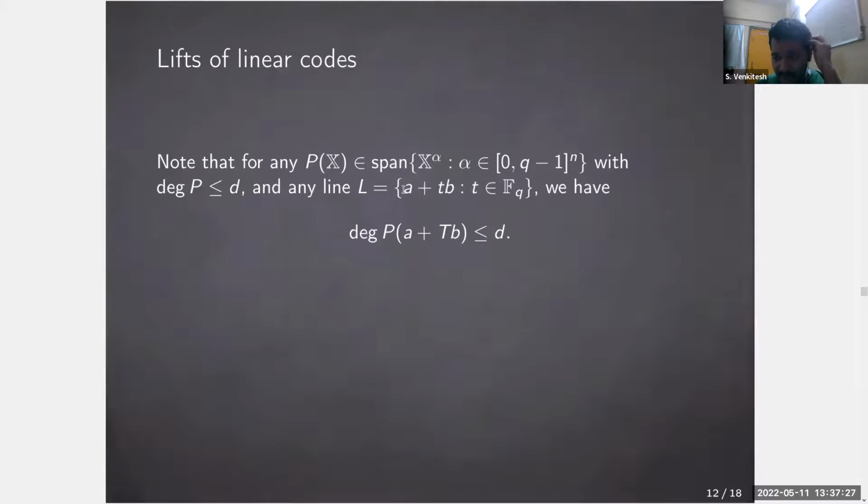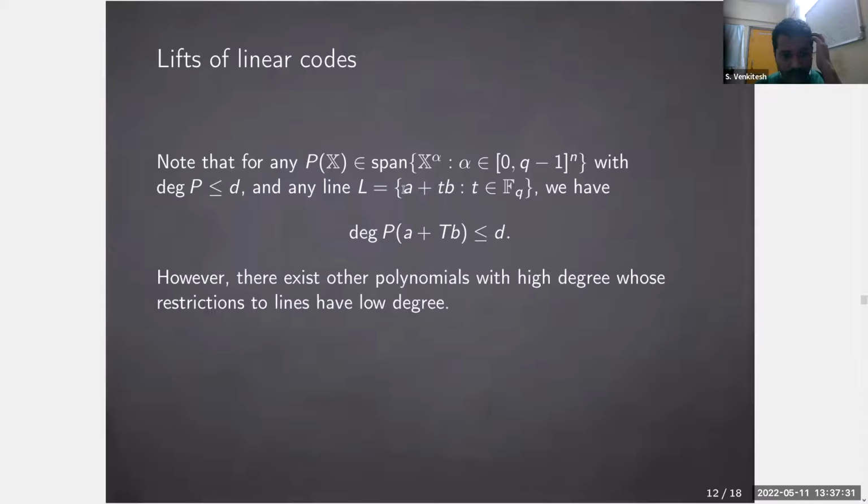The question is, how far can we improve on this intuition? Surprisingly, there are other polynomials with much higher degree, which when restricted to lines can have lower degree. So if you do not require that the polynomial has degree at most d, and instead simply say restrictions to lines must have degree at most d, you could in fact work with polynomials of much higher degree.